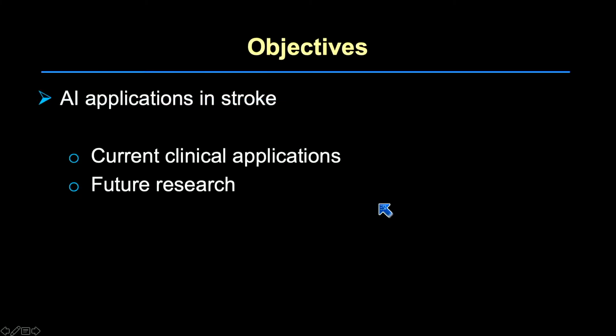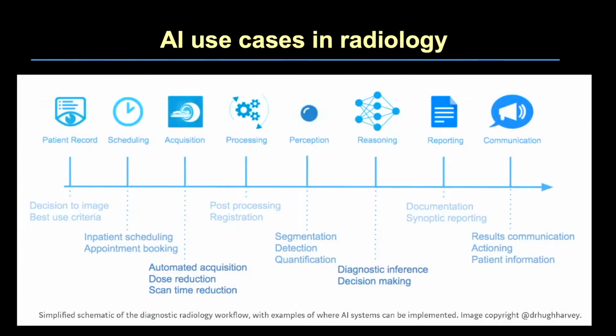So we're going to talk about AI application in stroke, some of the current clinical applications and software platforms that are used in the field of stroke imaging. And then we will highlight some of the potential future research that can be done in this field. So you've seen this slide.